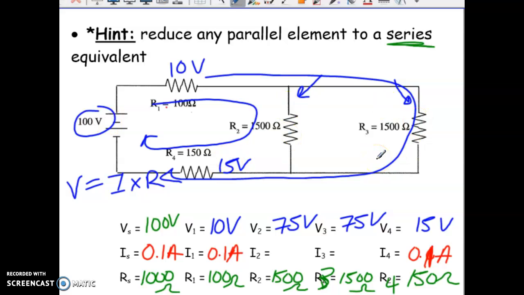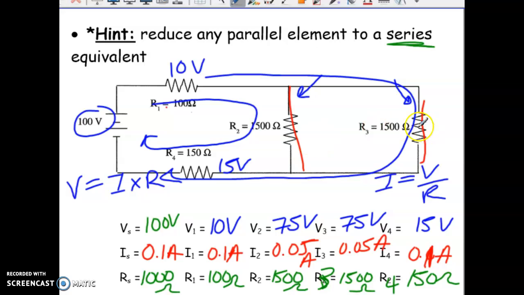And now because we have R and V, we can solve for I by doing V over R for both of those. They're going to have the same I. So 75 divided by 1500 is 0.05 amps. And actually this is going to be the same thing because it's the same number. Now this should make sense, because these are parallel, they should add up to what the total current was. 0.05 plus 0.05 is 0.1 amps.